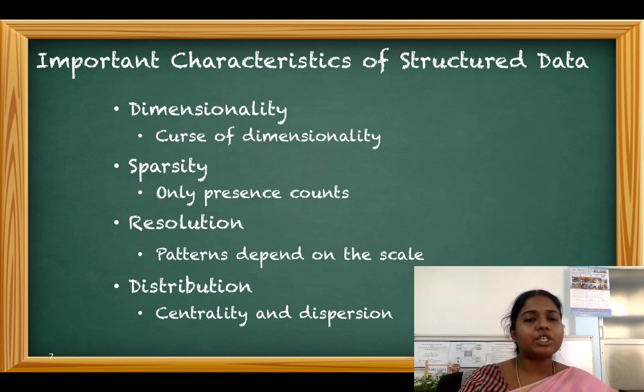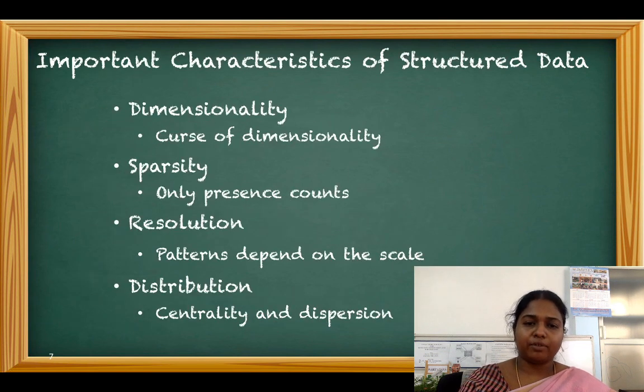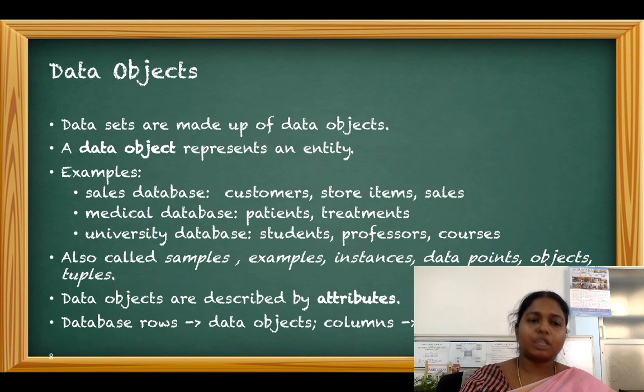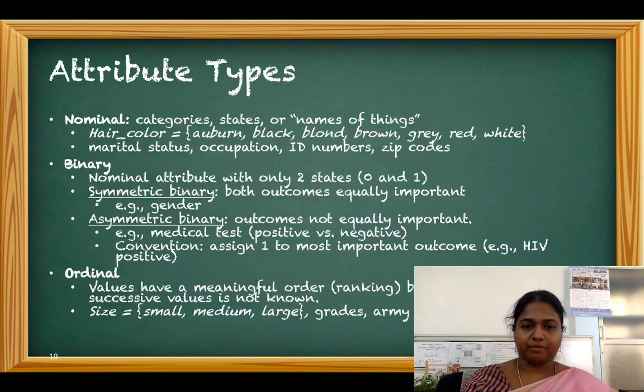There are certain measures we are going to use to understand the centrality and dispersion of data. That depends on the type of data that we use. We have seen what data objects are, and we have seen different types of attributes: nominal, binary, and numeric. The measures of centrality and dispersion are going to be different for nominal, binary, and numeric data. So we will look into some of these measures that can help us gain a better understanding of the data we have.